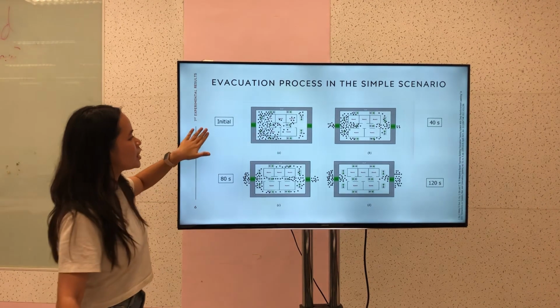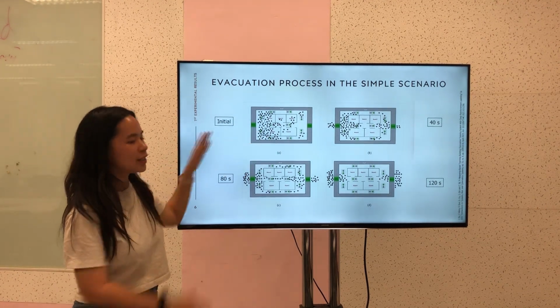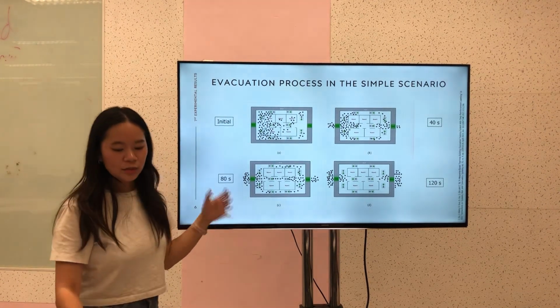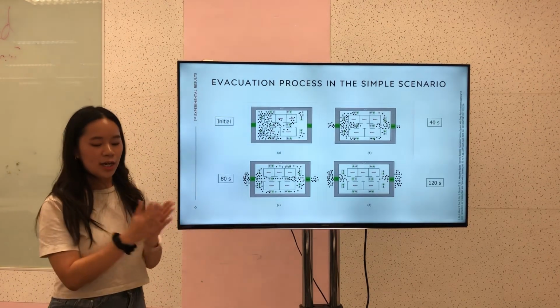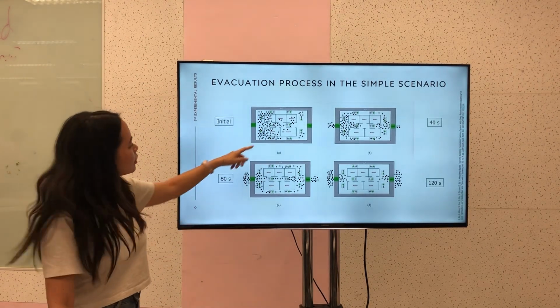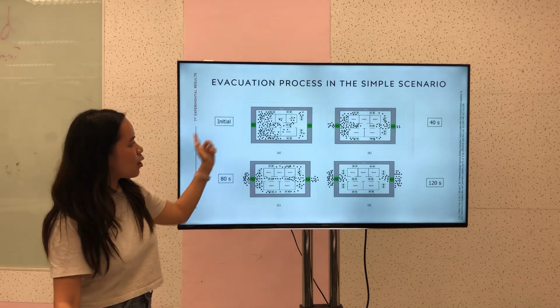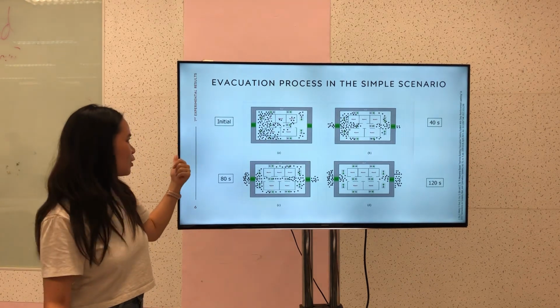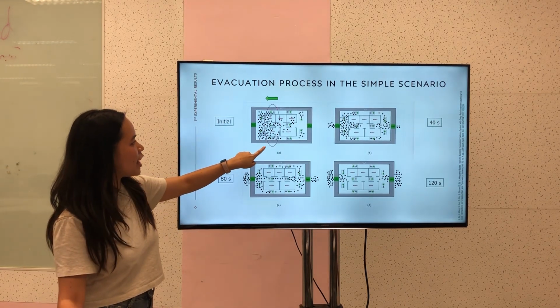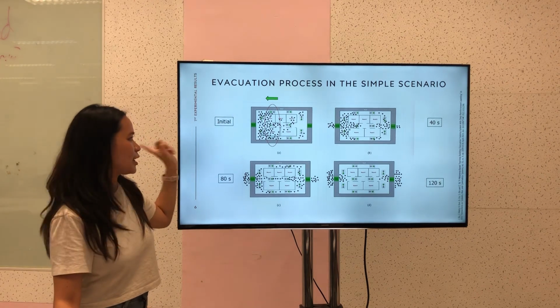Okay, at the initial stage, you can see that people are mostly on the left side of the building. So as soon as the emergency event happens, the arrow will point to the nearest exit possible. So you can see that this area is pointing to exit 1.